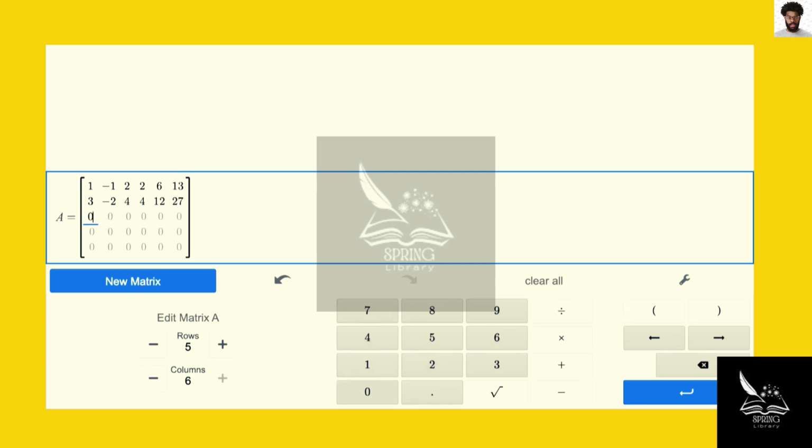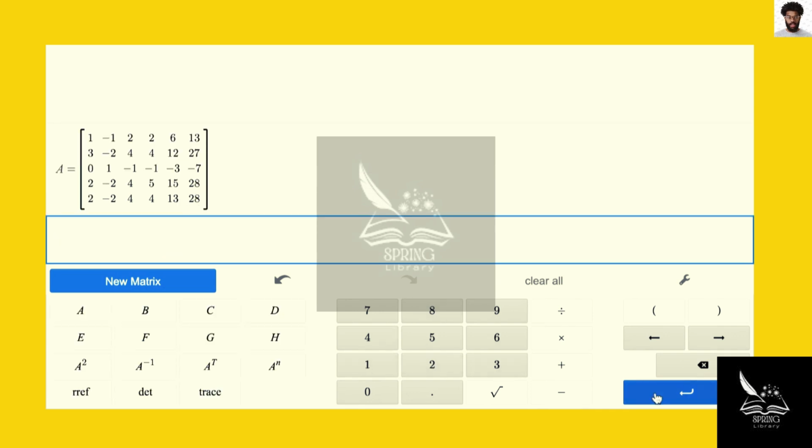Third row, there is no x1, 1x2, minus 1x3, minus 1x4, minus 3x5 equals negative 7. Fourth row, 2x1 minus 2x2 plus 4x3 plus 5x4 plus 15x5 equals 28. And last row, 2x1 minus 2x2 plus 4x3 plus 4x4 plus 13x5 equals 28.